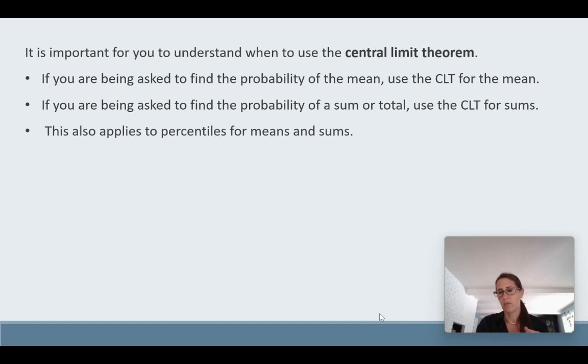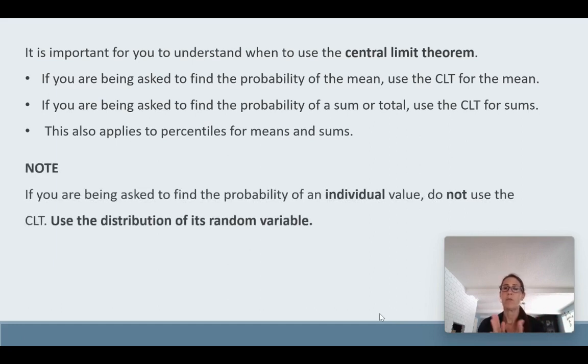This also is for percentiles, for means and sums. But it's important to know that if you're being asked to find the probability of an individual variable from your original distribution, we're not going to use the central limit theorem. We're going to use the distribution of that random variable. So we spent time looking at the binomial distribution, the uniform distribution, the exponential distribution, and the normal distribution. Just be careful when you're looking at a problem and make sure you read it carefully. If it's asking about an individual, you use that distribution, the original one. But if it's talking about a sample mean or a sample sum, then you can use the normal distribution because of the central limit theorem.